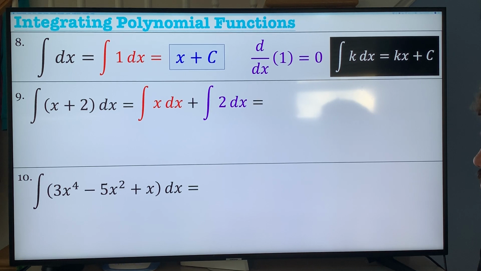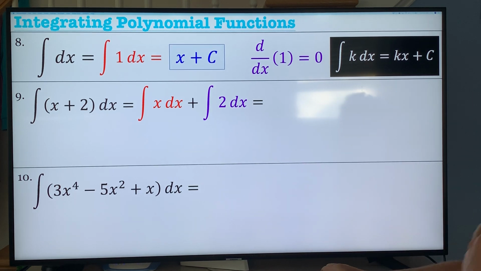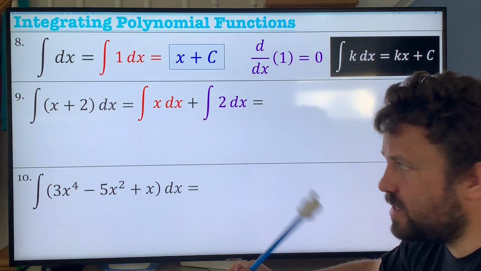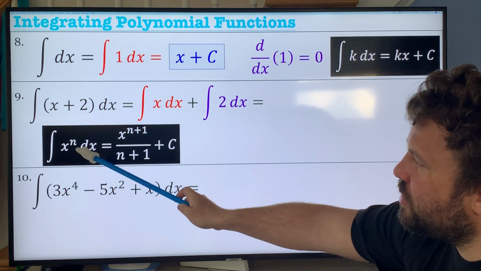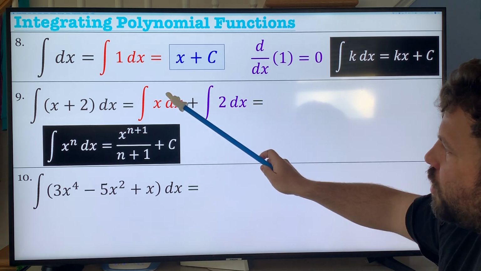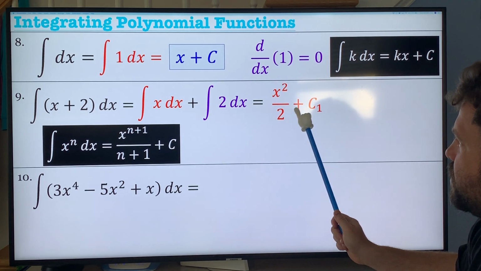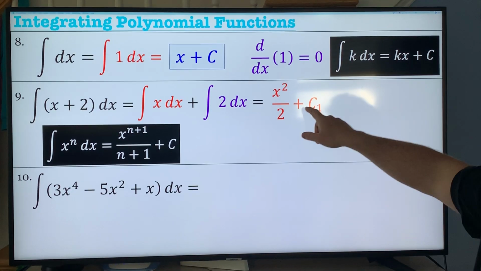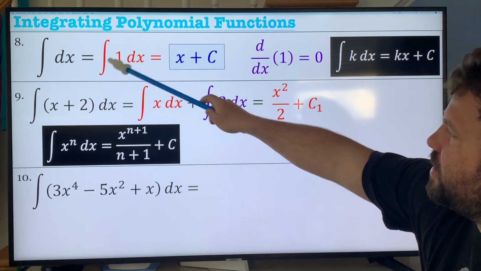All right, so integral of x dx plus the integral of 2 dx. So integral of x, we said it before, we're going to use our power rule. This is the same as x to the first power. The integral of x to the n is x to the n plus 1 over n plus 1. Since this is a 1 right here, 1 plus 1 is 2. So you got x squared over 2 plus c1, because you get a constant from this. Integral of 2 dx, we just set it up here.